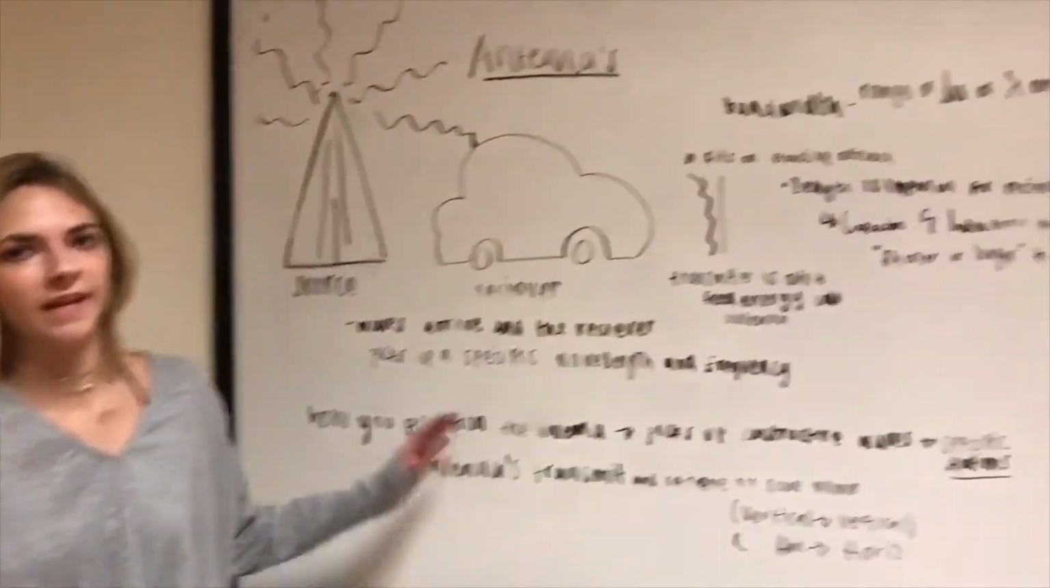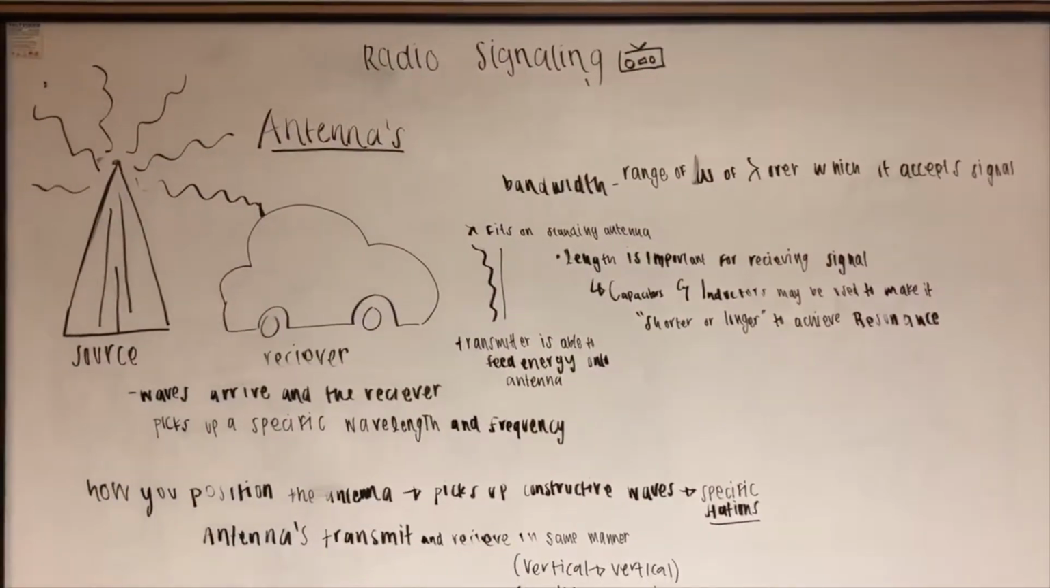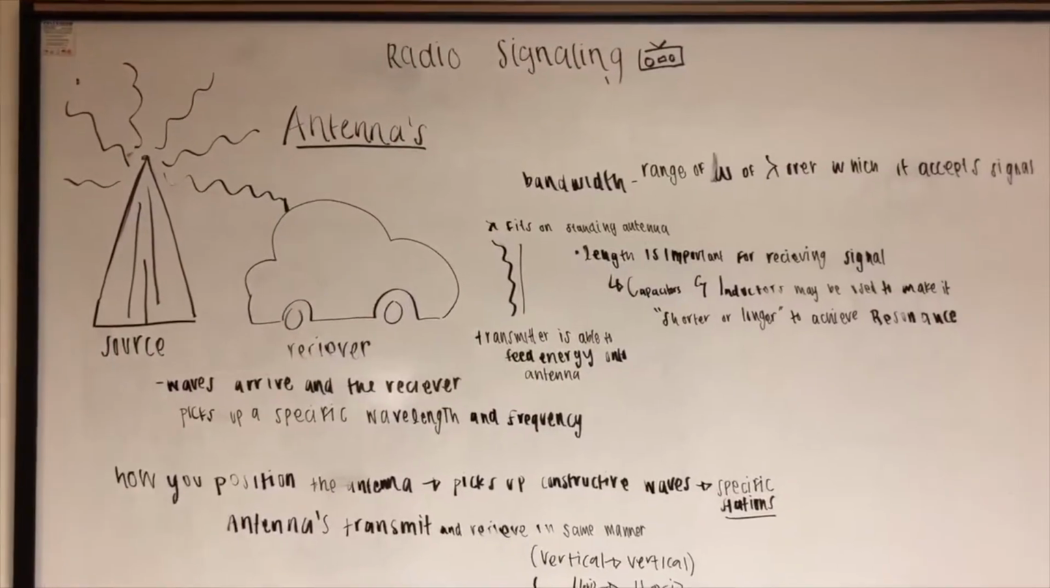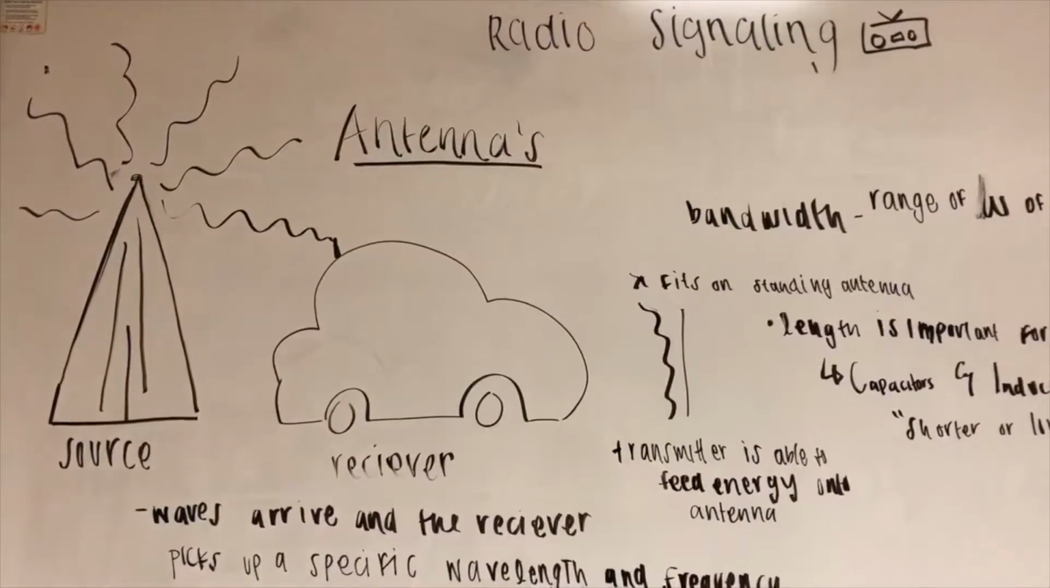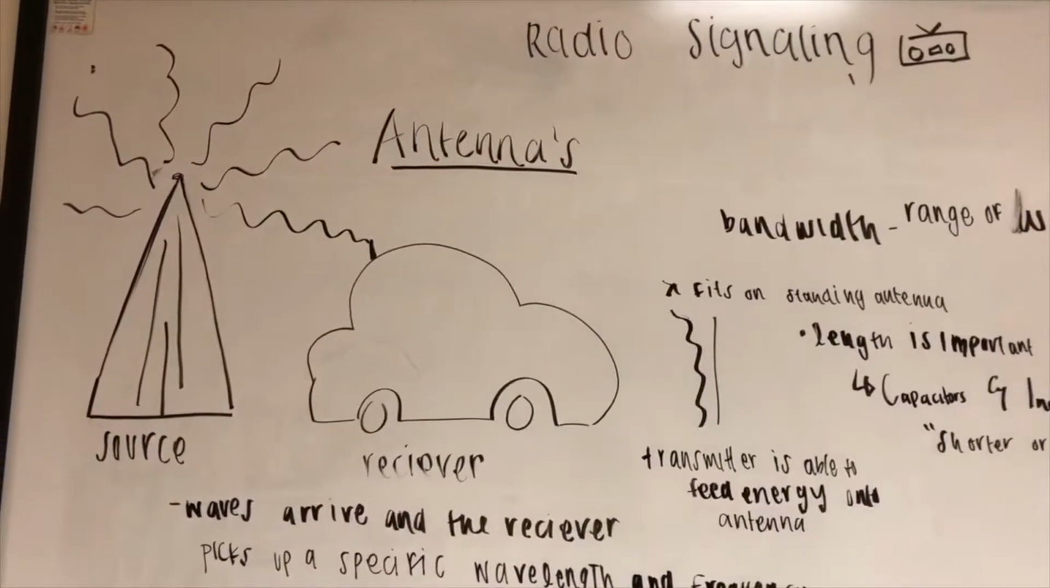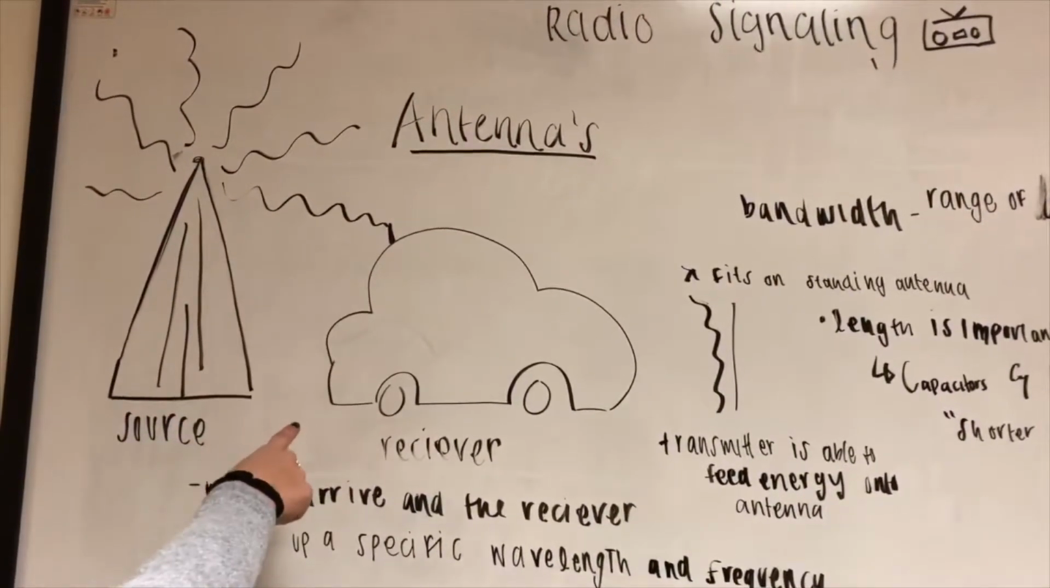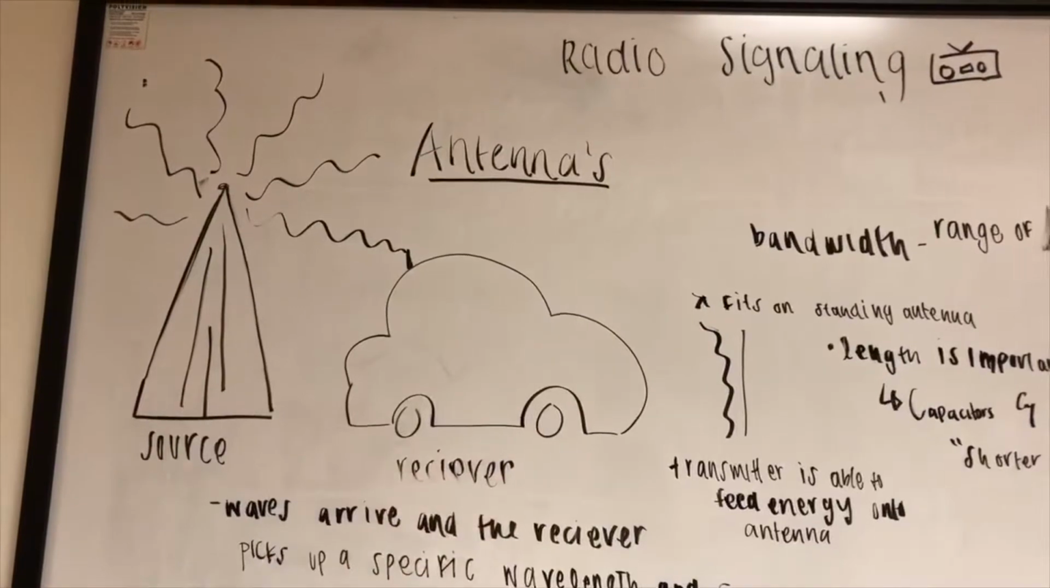Antennas are related to radios because they're how bandwidth is received and given. Antennas in terms of radios can be pictured as a larger antenna transmitting being the source, and the receiving antenna is a radio such as in a car.